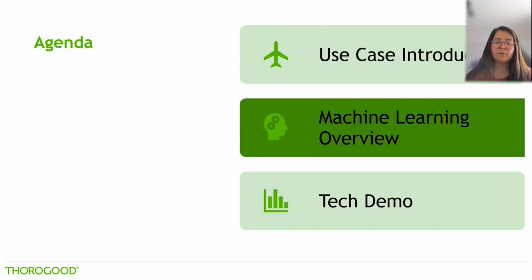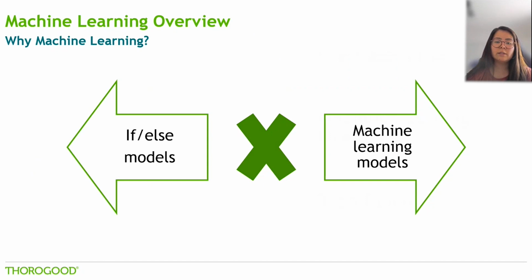Now, a machine learning overview. Why do we use machine learning instead of just using if-else conditions? That's because machine learning can build much more complex models than creating if-else rules. With if-else, if we don't have data about a specific point we want to predict, we're going to have to guess the forecast result based on the closest data we have collected.